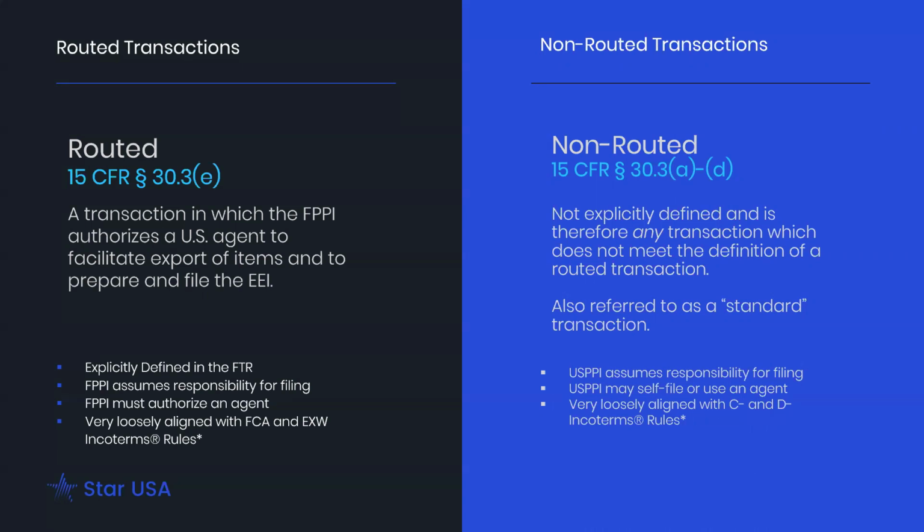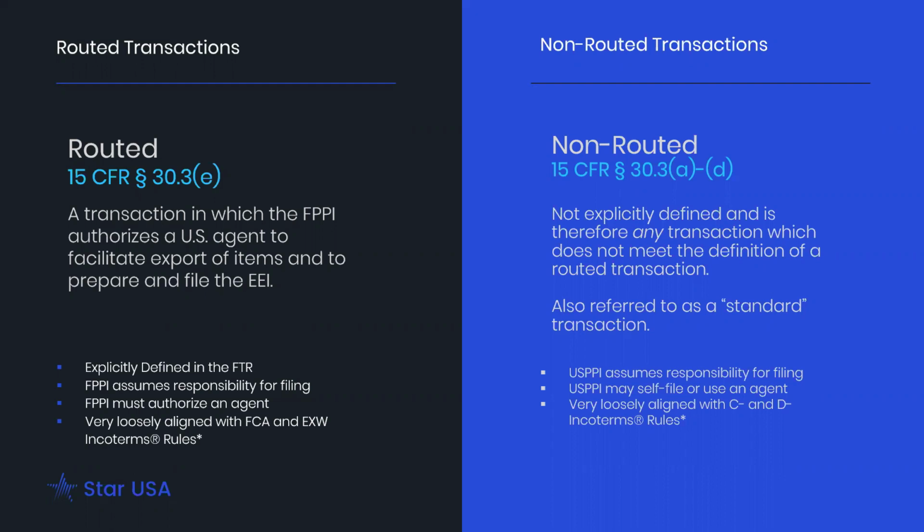The FPPI has authorized the U.S. agent to A, facilitate export of items, and B, prepare and file the EEI. So those two criteria have to be met in order to have a routed transaction. This is explicitly defined in the FTR. The FPPI has therefore assumed the responsibility for filing and must authorize the agent. The routed transactions are very loosely aligned with the FCA and definitely aligned with the EXW Incoterms rules, but there are some caveats to that, which I'll talk about in a second.